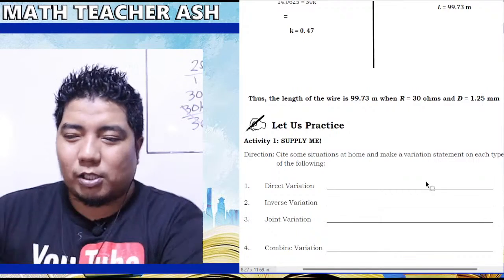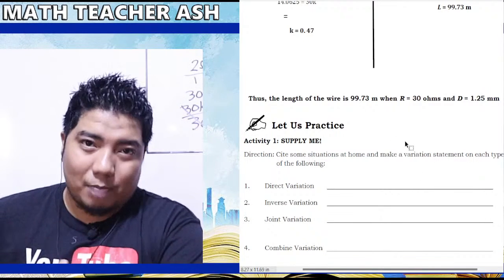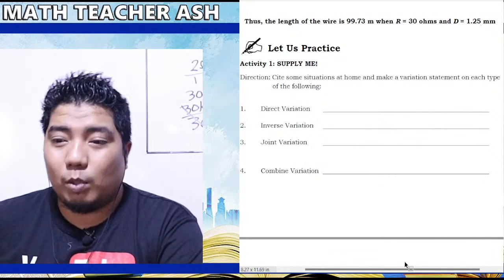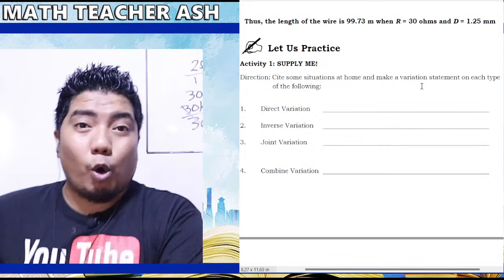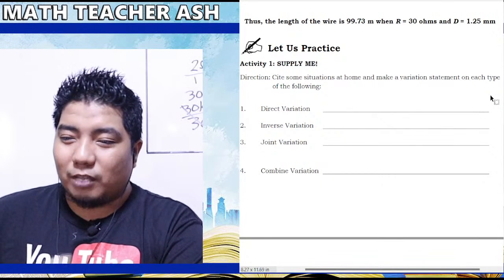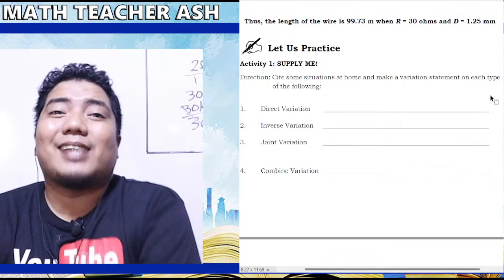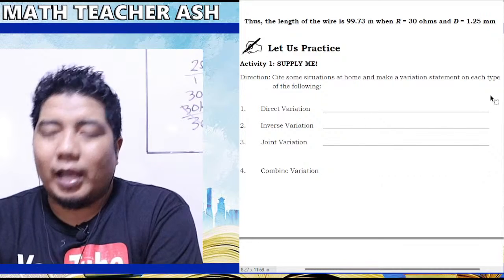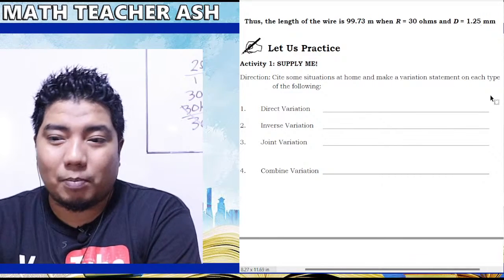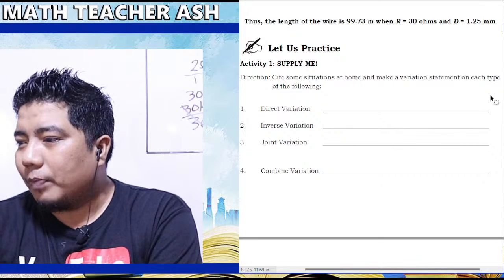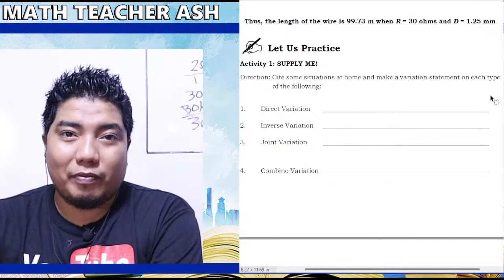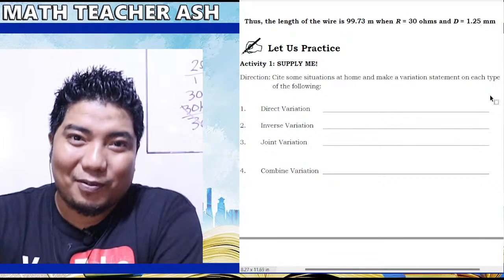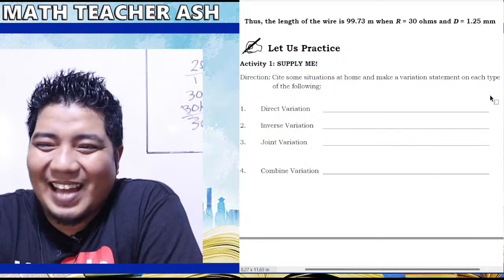So ngayon, ikaw as the students, your job or your work will start here. Okay? So dito sa let us practice. Activity 1, supply me. Cite some situations at home and make a variation statement on each of the following. So when we say make a variation statement, sentence ang sagot nito, my dear math learners. Gagawa ka ng isang statement wherein ang statement na yon ay nagpapakita ng relationship ng direct variation. Example, the more money I save, the bigger or the heavier my coin bank goes. So that is an example of a direct variation. Ayan, binigyan ko kayo ng example.